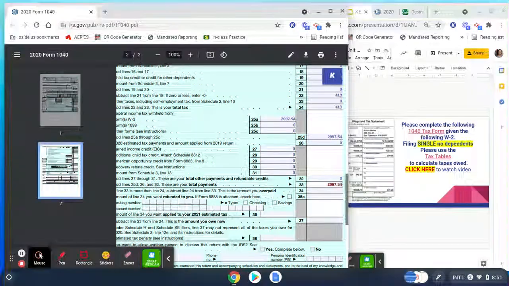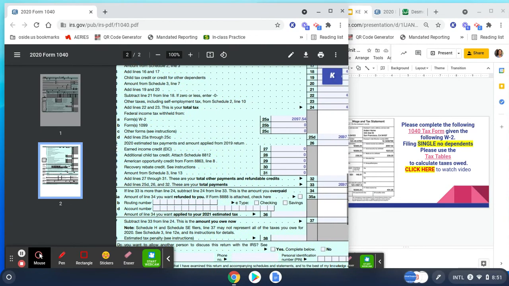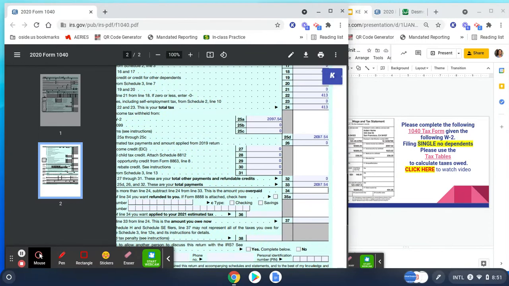So again, if you're getting stuck on where am I getting these numbers, you stop and read the line on the tax form. Now here's the big trick. If line 33 is more than line 24, you are getting a refund because you overpaid. So you're going to subtract it. This is the amount you overpaid, and this is the amount you're going to get back as a refund.